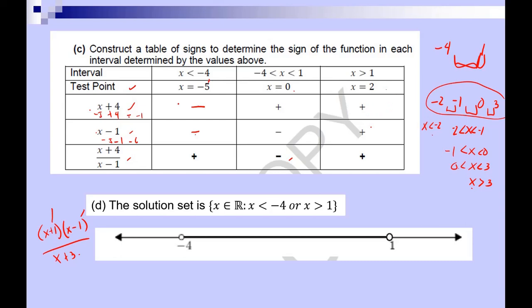Then when x is equal to 2, 2 plus 4 is positive 6, that is positive. And 2 minus 1 is positive 1, that is positive. So positive divided by positive is positive. So what we take as our solution is only the positive. So we will use this one. The solution set is the answer.